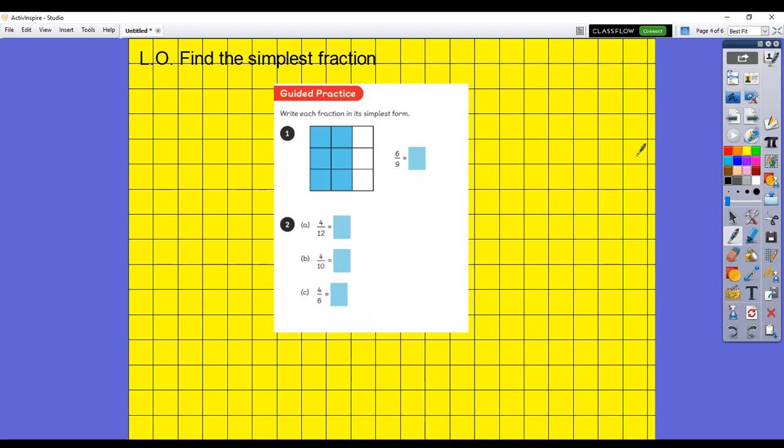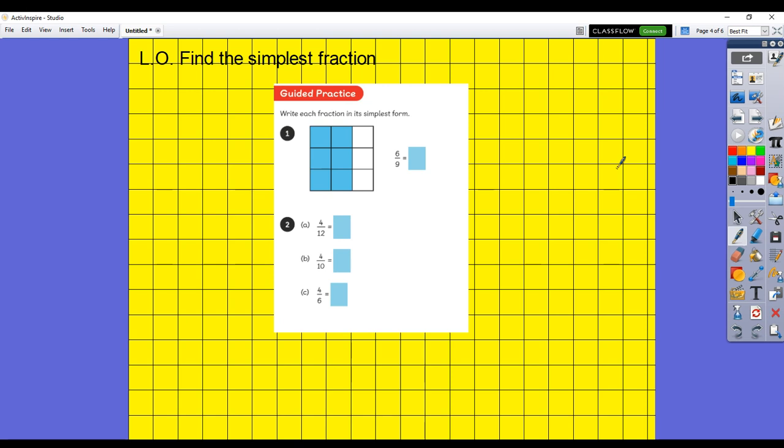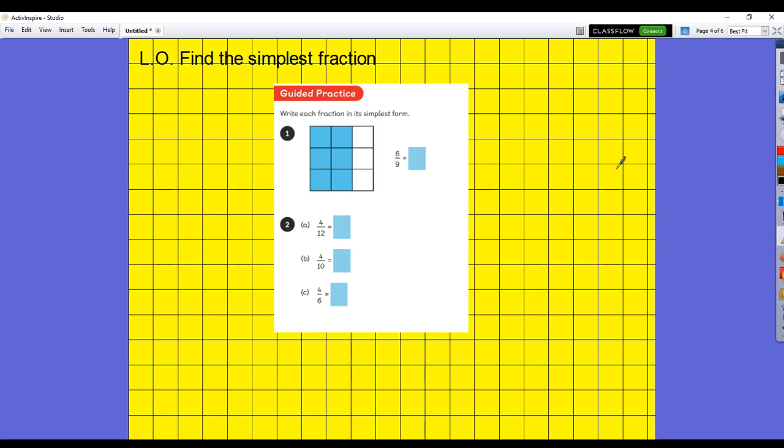So let's think about our guided practice. Write each fraction in its simplest form. Last week, and the week before, we were just counting how many parts were shaded and how many we got all together. So here we can say that we've got 6 parts shaded, 2, 4, 6, and we've got 9 squares all together. So there's our fraction.